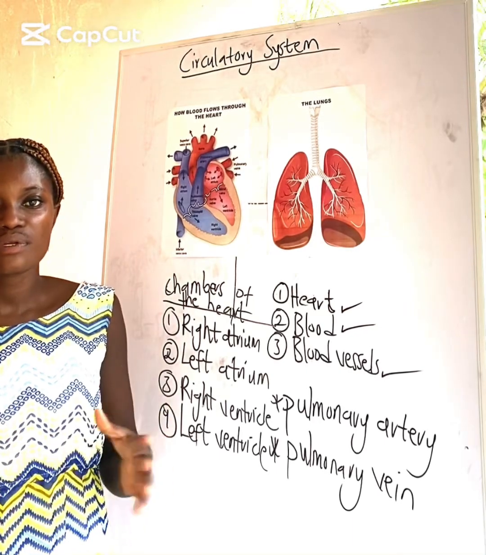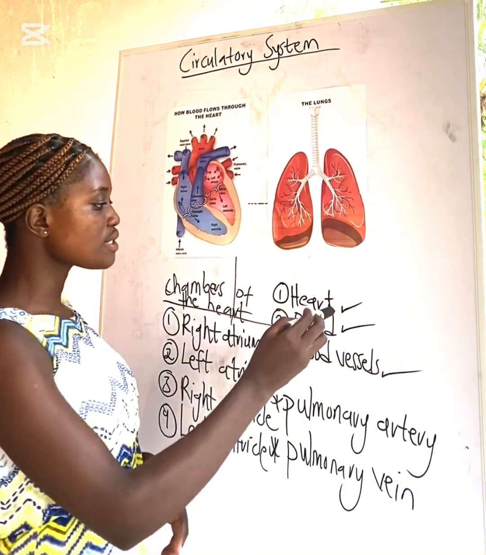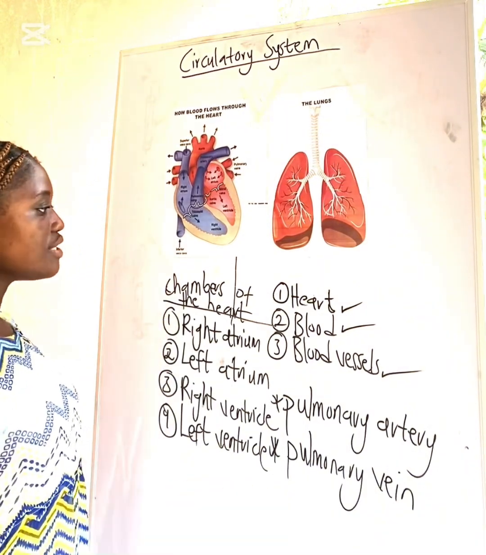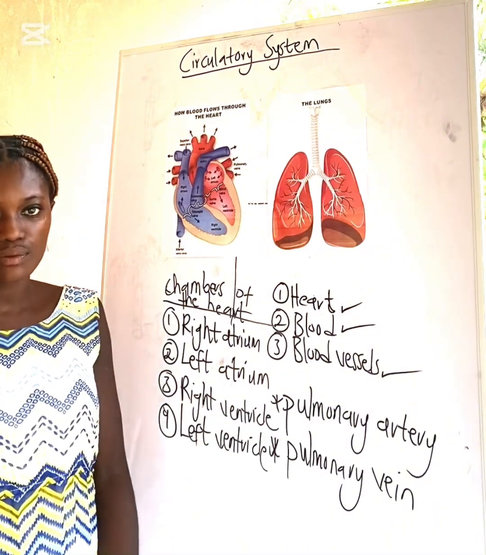To talk about the circulatory system. So basically, the circulatory system consists of the heart, the blood, and the blood vessels.